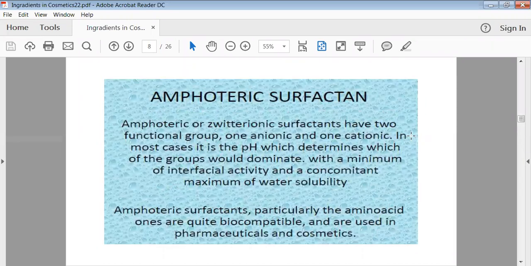Then amphoteric or the zwitterionic type of surfactants are there. Generally, they are used most probably in various kinds of preparations. They have two functional groups. That's why they are called the amphoteric type of surface active agents.